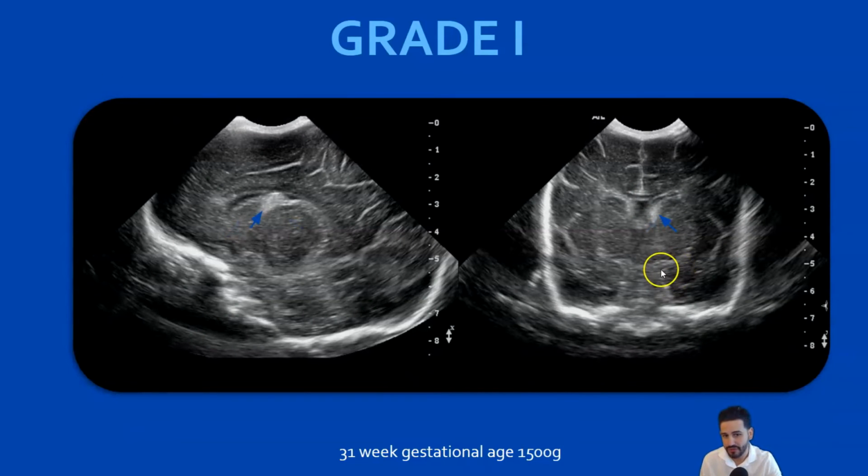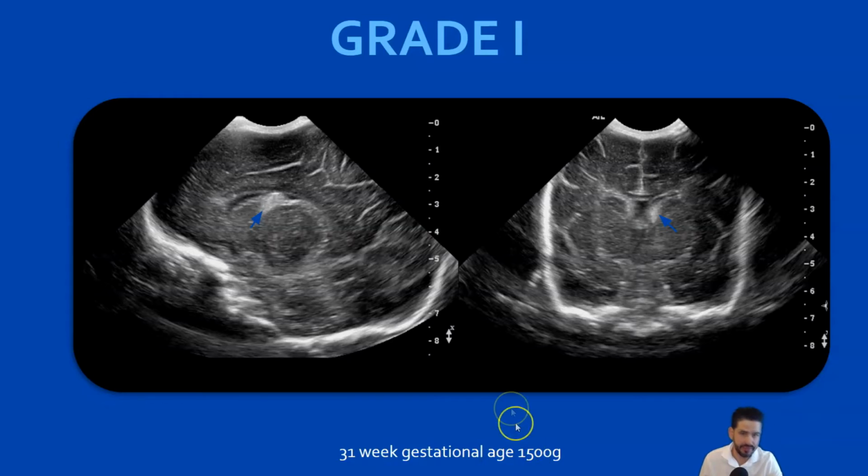Here's another example of a left-sided grade 1 bleed. So here's your thalamus, caudate nucleus, and you can see this little groove right here. That's where the blood is. And it's right there. Sometimes it's a little harder to see in coronal and easier to see in sagittal. So this was a 31-week premature infant, measuring about 1,500 grams.